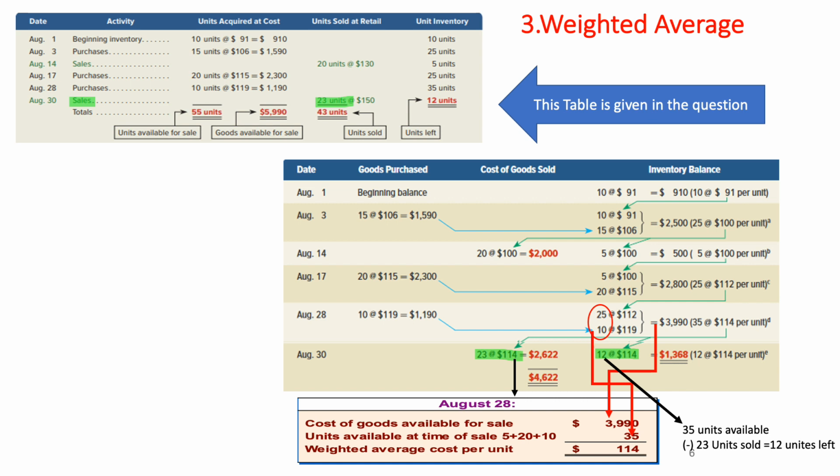Now, what about my inventory balance? Remember, if the company did sales, the inventory is first of all going to decrease. Plus, I'm going to calculate it using how many units are left. I have 35 units, and I sold 23 out of the 35. So how many units are left? It means there are 12 units left. So I'm going to say 12 units multiplied by 114. It's going to give me 1,368.